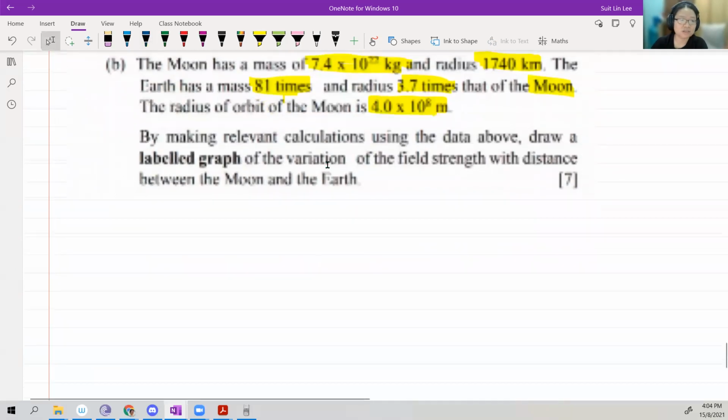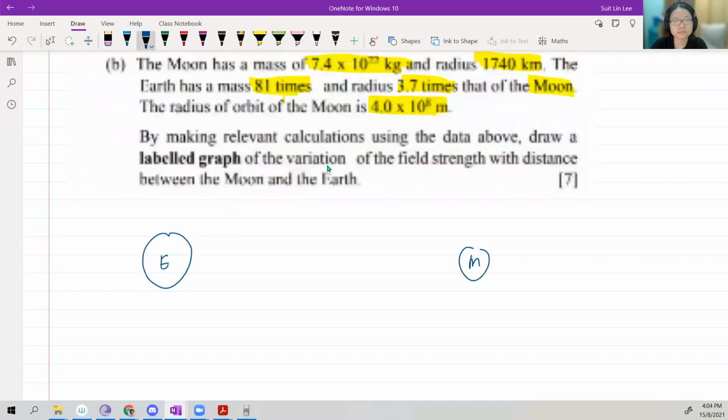So we have moon, we have earth. Okay, well, earth here, moon here. And then I'm given like the mass of the moon, 7.4 times 10 to the power of 22. And the radius of the moon is 1740 times 10 to the power of 3. The earth has mass 81 times. So this mass is 81 m and 3.7 radius of the moon. Okay, I'm just going to call this r.